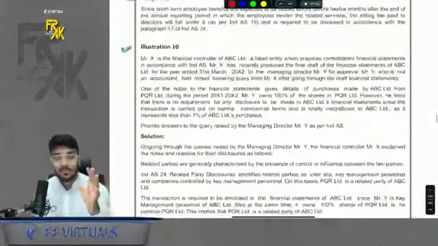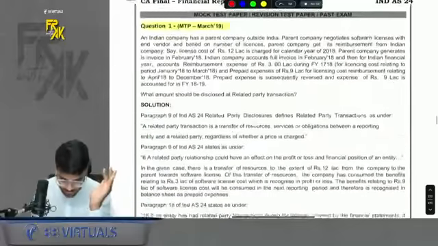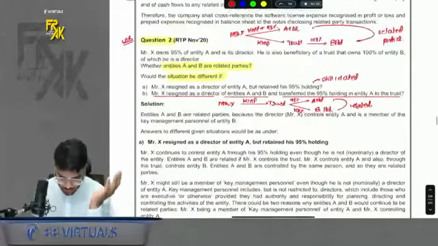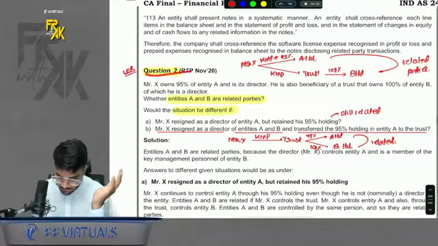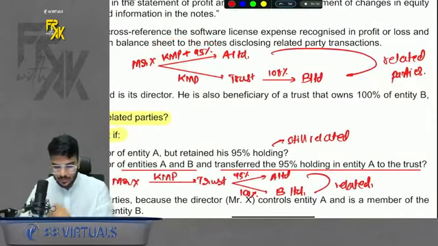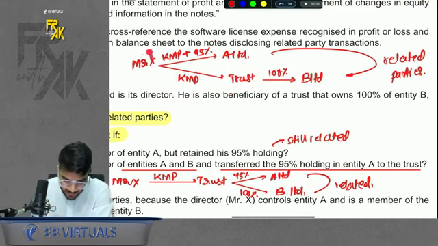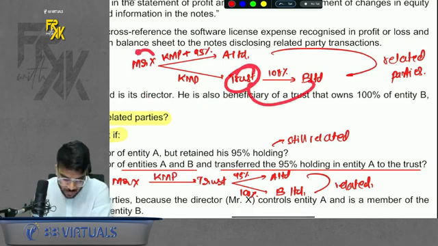Then remaining questions, just give a read. Please do give a read for the remaining questions. I'm just taking up the important ones. Here question number 2 is there. So X has a control in one company and is a KMP in the trust, and the trust has a subsidiary. So see, if X is related to the trust, it also includes the subsidiary. So X will also be related to B Limited.